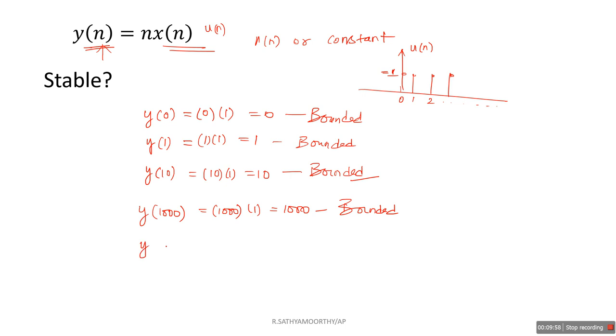I have to check the time index at infinity also. In that case, when I substitute n equal to infinity, I get an unbounded output. So the system is unstable. If a system produces a bounded output for all bounded inputs for all time index n, we can say the system is stable. Since this system produces infinite values at n equal to infinity, the system is unstable.